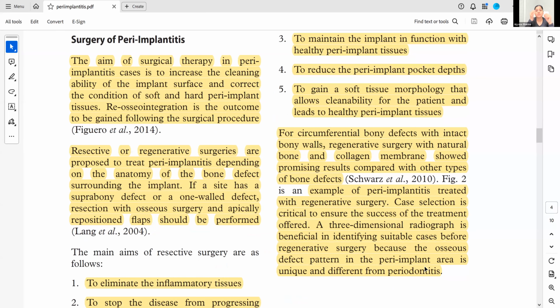So the aim of surgical therapy in peri-implantitis cases is to increase the cleaning ability of the implant surface, because in deeper pockets, the plaque will continue to be retained, pathological activity will continue, and the pathogens will continue to lead to bone loss. That's why when you do the surgery, you reduce the probing depths, it becomes a self-cleansing site and becomes easier to clean as well, and you correct the condition of soft and hard peri-implant tissues. So it will improve the conditions of the existing tissues. Re-osseointegration is the outcome to be gained following the surgical procedure.